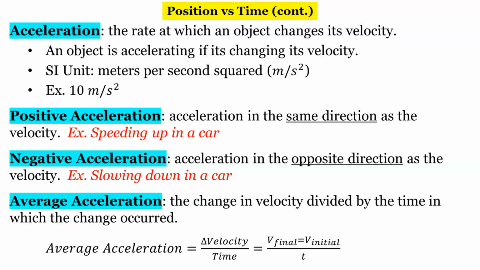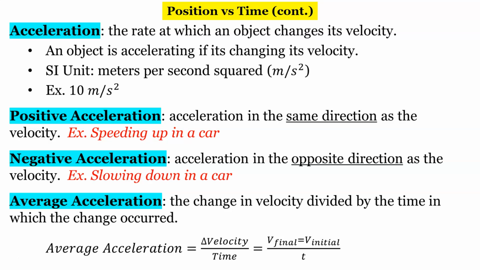Another way you can change your velocity is by changing your direction. So if you're going north and then all of a sudden you're going east, your velocity's changed because remember, velocity has a direction. So not only is your speed changing, but also your direction.